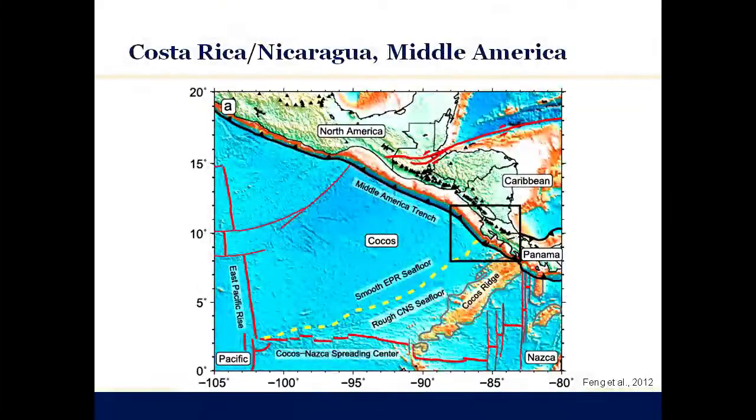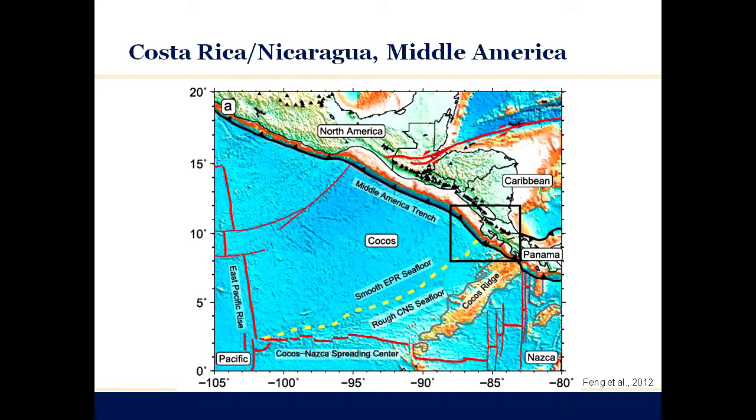All right, but let's start with Costa Rica and Nicaragua. So Costa Rica and Nicaragua lie at the southern extent of the Middle America Trench, where we have the Cocos Plate, derived from the Cocos-Nazca Spreading Center and the East Pacific Rise, subducting under the Caribbean Plate. The southernmost part of Costa Rica is actually involved in a microblock formation with Panama.